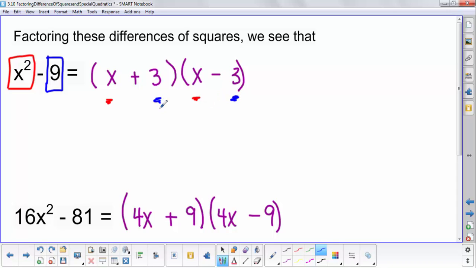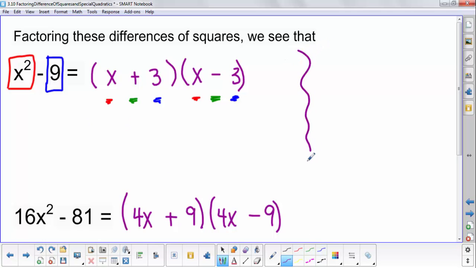So when you're going to factor, you take the square root of the first term, you take the square root of the last term, and then you give one of the brackets a plus sign and you give one of the brackets a minus sign. And that's how we basically factor difference of squares. That's the shortcut.